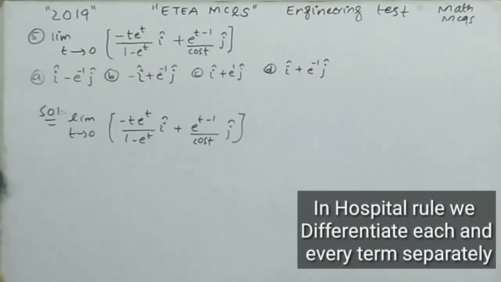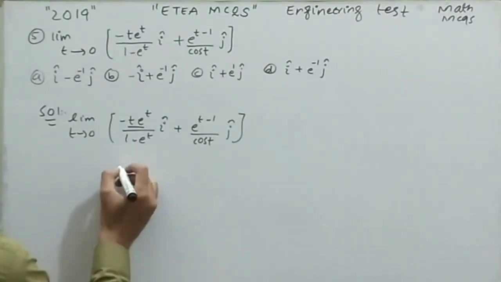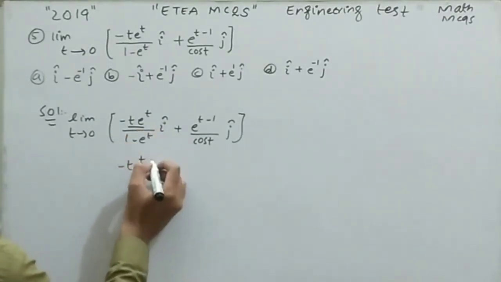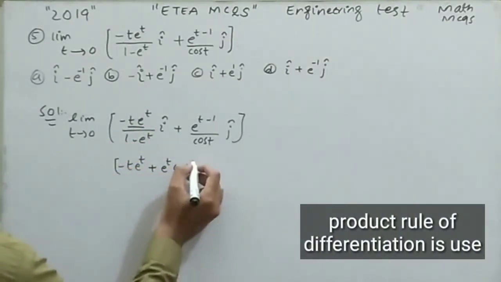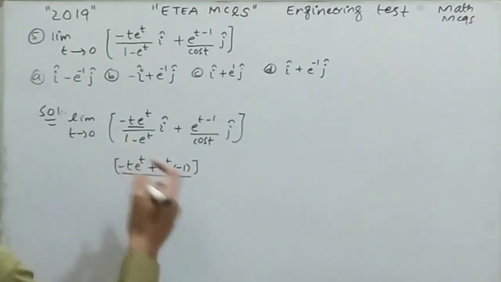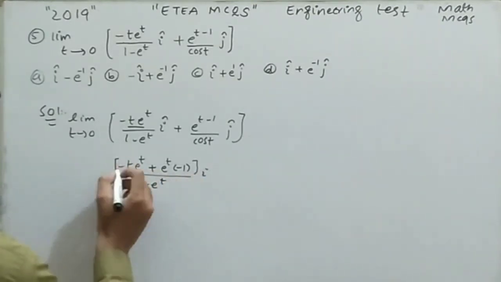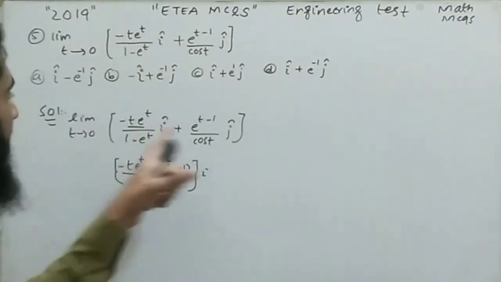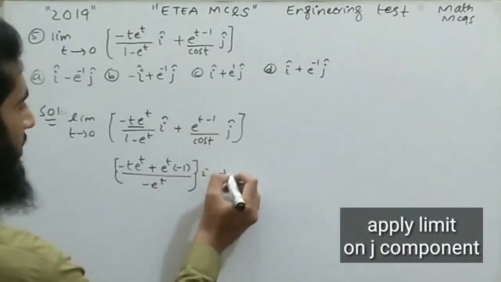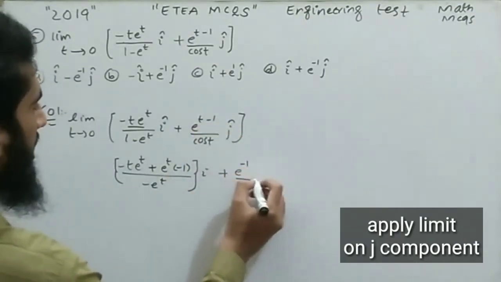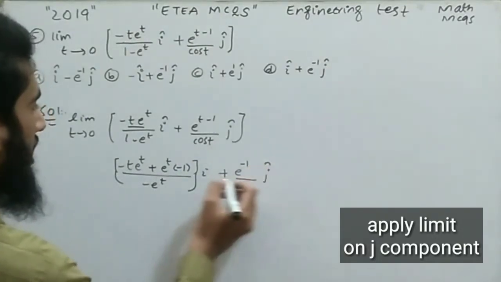So according to the L'Hospital rule, we will differentiate each and every term separately. So over here, these two functions are multiplied with each other. We will use the product rule: first function, derivative of the second function, plus second function, derivative of the first function, which is minus 1. And divided by: 1 is a constant, its derivative is 0, the derivative of e power t is e power t. So it is minus e power t into i. Now after this, if I apply the limit over here, it cannot give us an indeterminate form. It gives us a valid answer. So applying the limit over here, t is 0, so it becomes e power negative 1 divided by, if I put t as 0, cos of 0 gives us 1. So 1 into j.